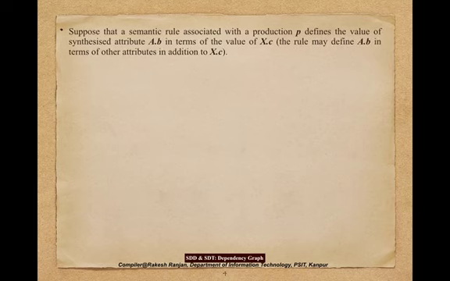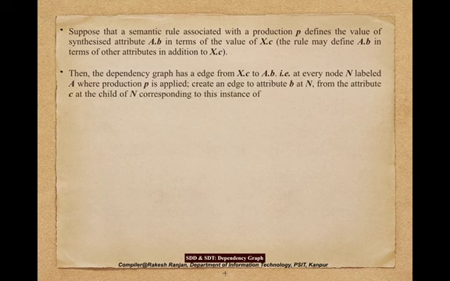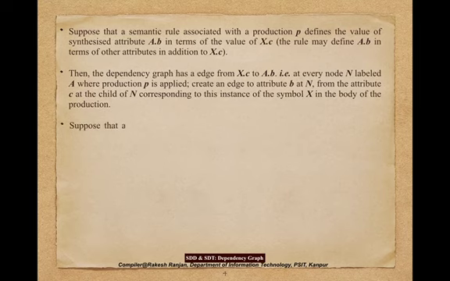Suppose that a semantic rule associated with the production P defines the value of synthesized attribute A.B in terms of the value of X.C. The rule may define A.B in terms of other attributes in addition to X.C. Now, the dependency graph has an edge from X.C to A.B. That is, at every node N labeled A, where production P is applied, create an edge to attribute B at N from the attribute C at the child of N corresponding to this instance of the symbol X in the body of the production.